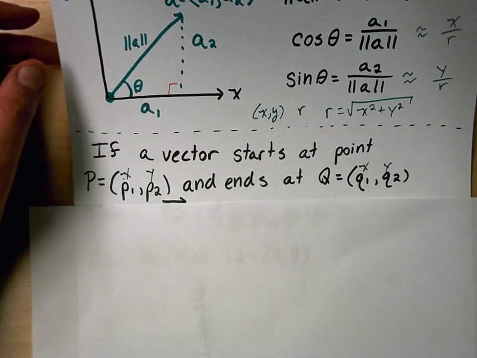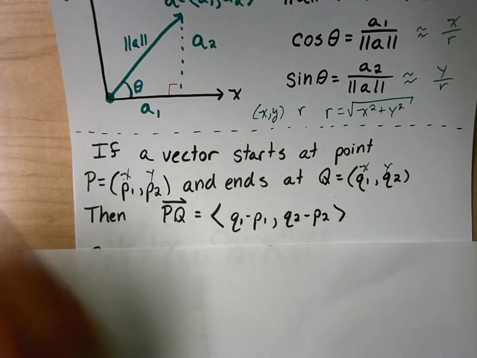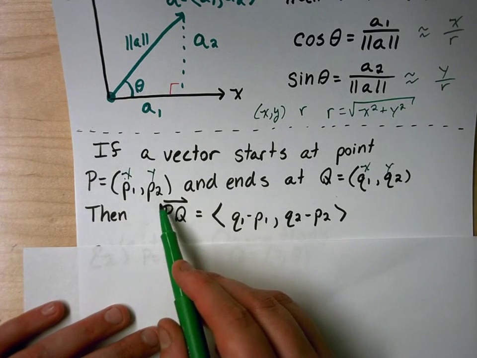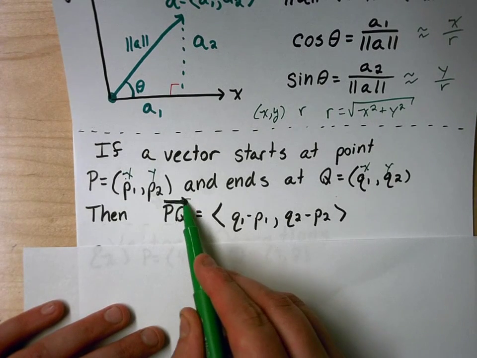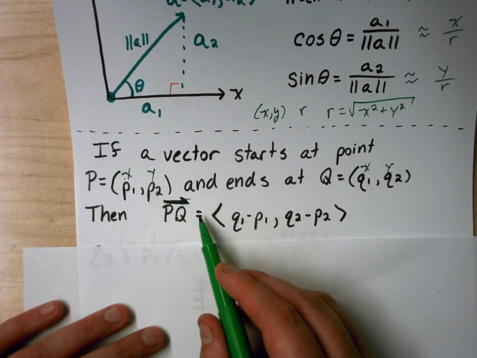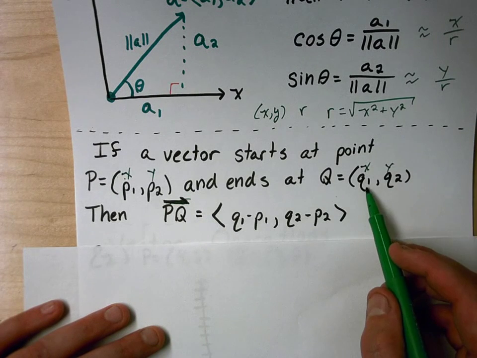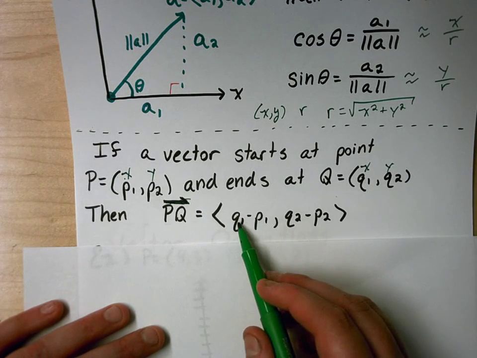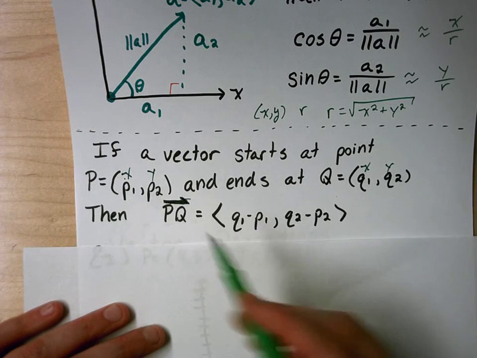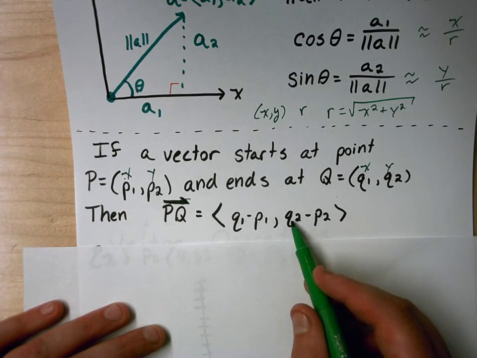Then we can denote that vector as PQ, and we draw this little arrow up here, equals, so we take the x component from the last one and subtract the x component from the first one, comma, Q2 minus P2.